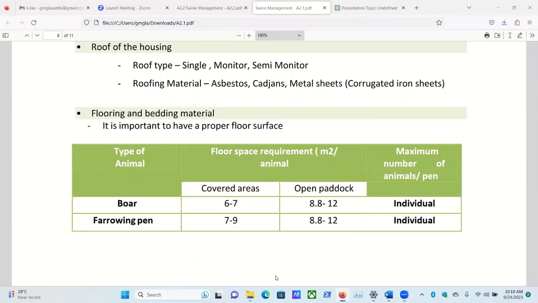මතකයි නේද monitor type roof? We discussed those things in the fault management. Both monitor and semi-monitor type roofs are ideal to maintain the inside temperature. For hot climates, it is recommended to use monitor and semi-monitor type roofs. And roofing materials, of course, we can use asbestos, cajons, metal sheets.